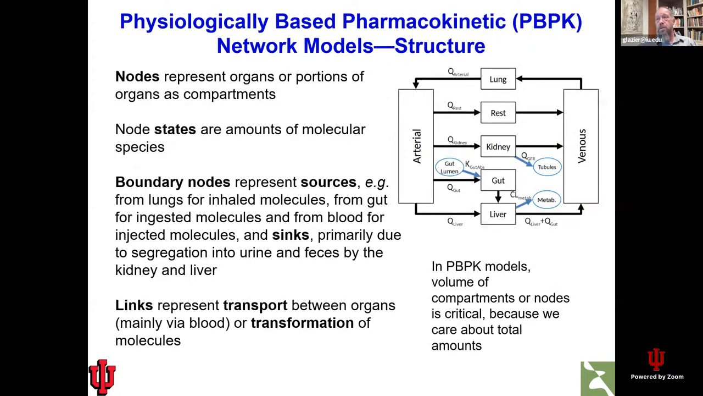In this case, again, the nodes represent organs or portions of organs. The node states are the amounts of molecule, usually not concentrations in this case. There are boundary nodes that represent, for example, the gut and the available chemical in the gut, although there are also models like this that have the gut broken down into a bunch of compartments. And then there's elimination primarily through the kidneys and the liver through the feces. And the links here primarily represent transport through the blood, the flow of blood, but it also will include metabolism for elimination. Sometimes it goes the other way too.